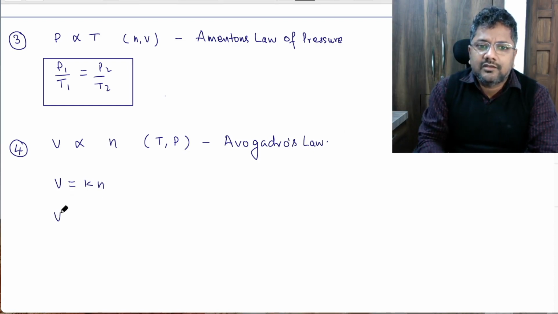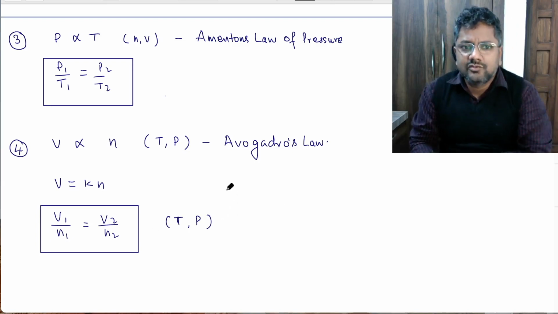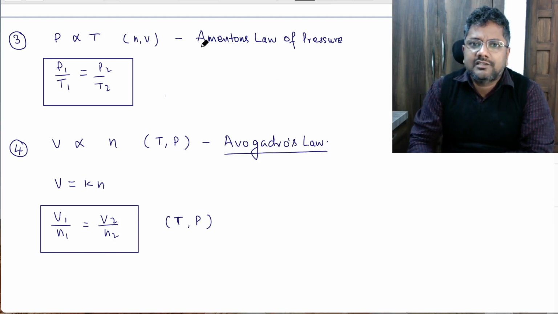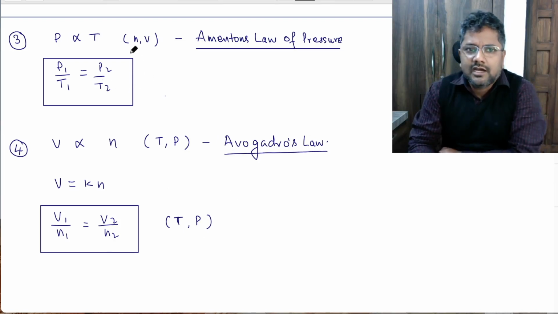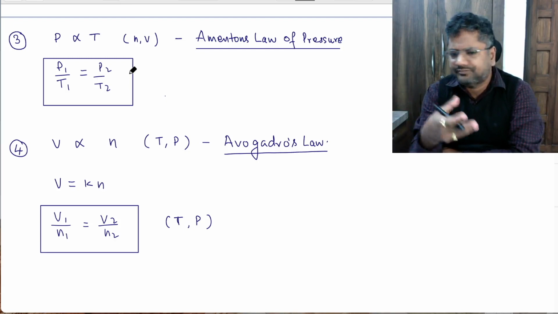Or you can write V1 by N1 is equal to V2 by N2. Sometimes you may get questions directly on these formulas, but be careful about what variables are given constant there, right? So this is also one law, Avogadro's law, and this is Amonton's law of pressure. This is not new. This is the same as Boyle's and Charles' law.